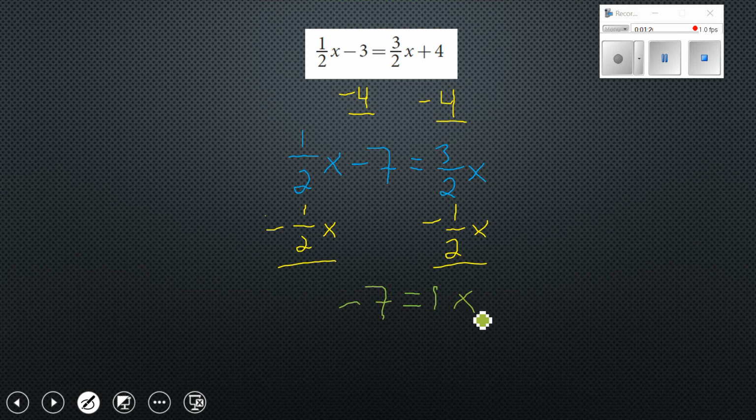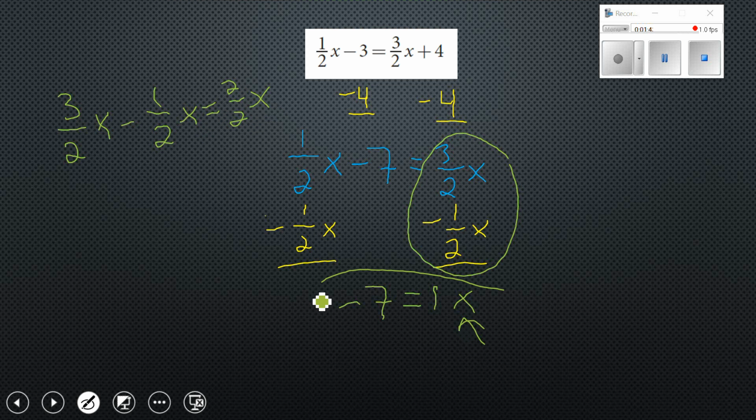Now, just to look at that a little more carefully, just to make sure we understand, we're doing 3/2 x minus 1/2 x. And of course, our common denominator here, that'll give us 2/2 x. And remember, 2/2 is the same as 1, so that's why we've indicated we have 1x equals negative 7. So our solution is x equals negative 7.